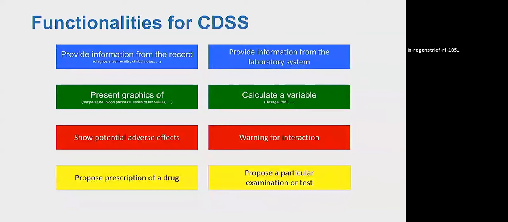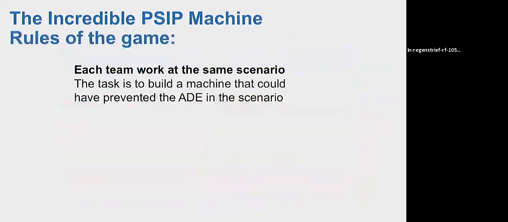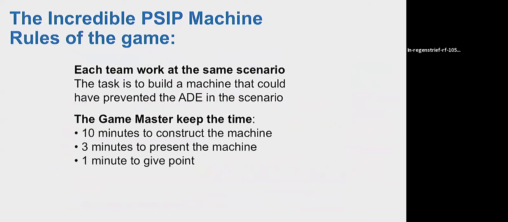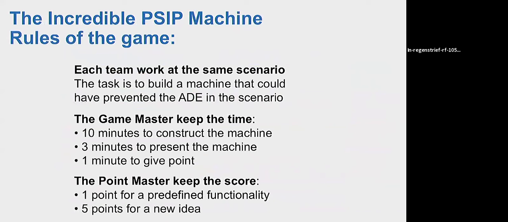So we came up with a number of functionalities that we thought could be in the machine. Each team worked on the same scenario, and the task was then to build a machine that could have prevented the ADE in the scenario. So what would it take to have prevented this? And then we had a game master that kept the time and a point master to keep the score.